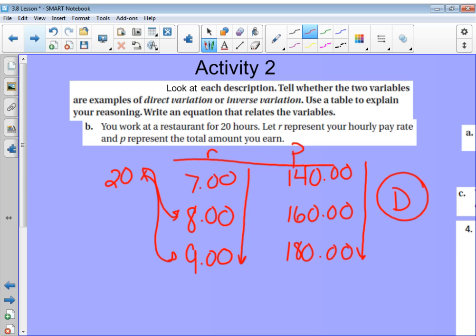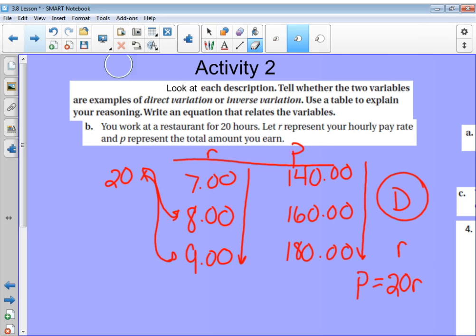And now we need to write an equation. Well, what did we do every time? We took our rate of pay, our R, times 20. So we usually see that as 20R. We'll write it like this. And that's going to equal our pay, how much money we earn. So they had us use the letter P for that. So P equals 20R or 20 times R. And if you have it as R times 20, that's okay too.